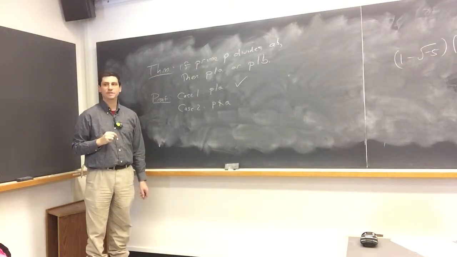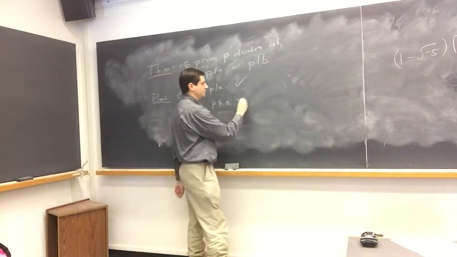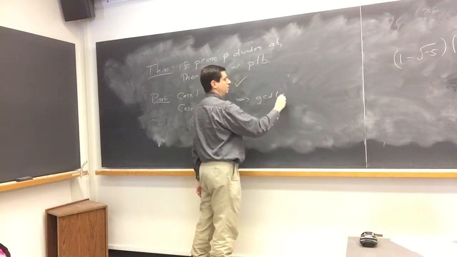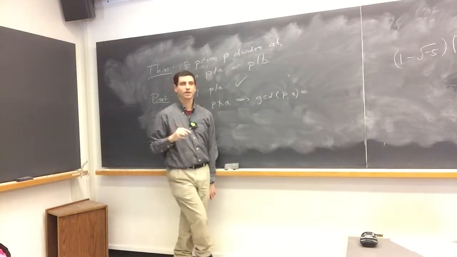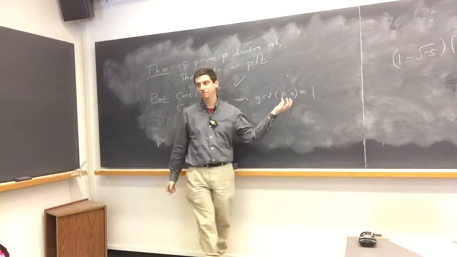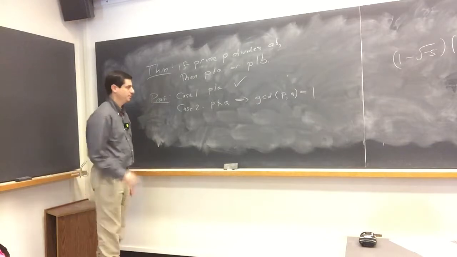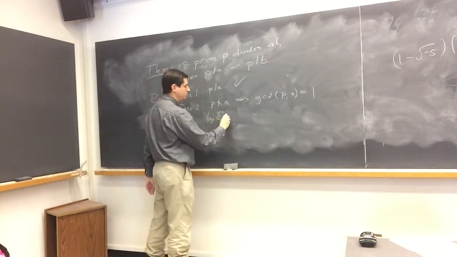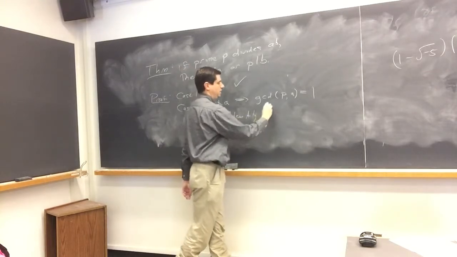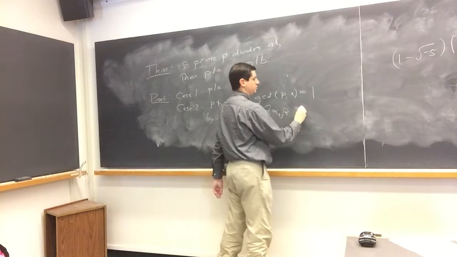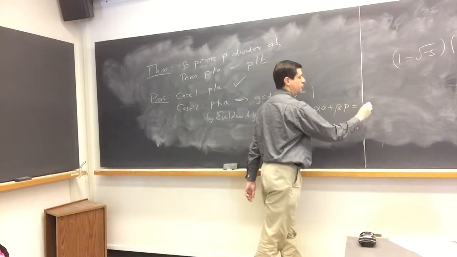So what does it mean if the prime doesn't divide A? This implies the greatest common divisor of P and A is what? 1. Because the only numbers that divide P are 1 and itself, right? So the greatest common divisor has to be 1. By the Euclidean algorithm, there exist, say, alpha and beta, such that alpha A plus beta P equals the GCD, which is 1.